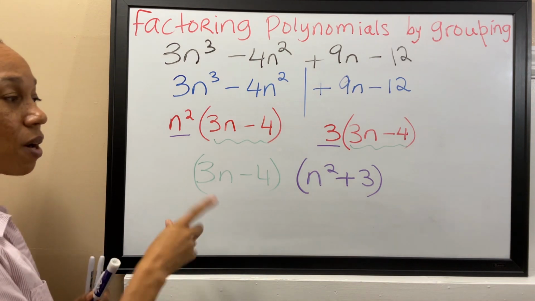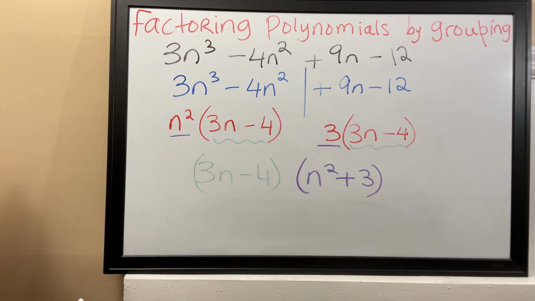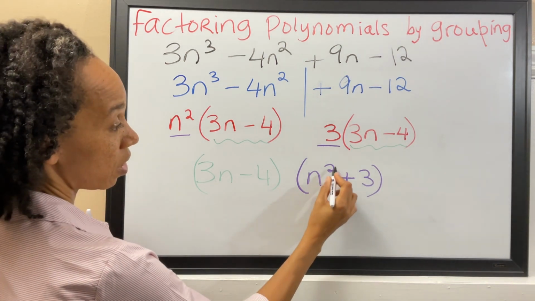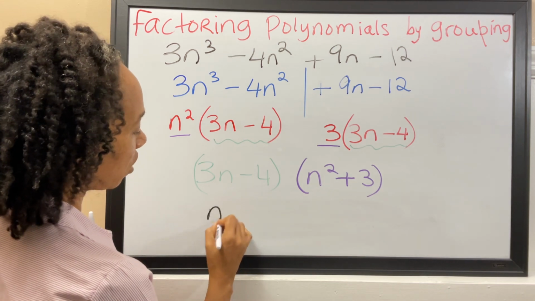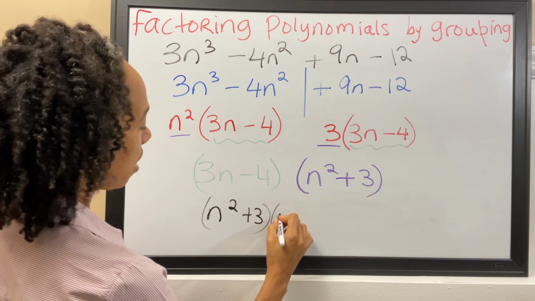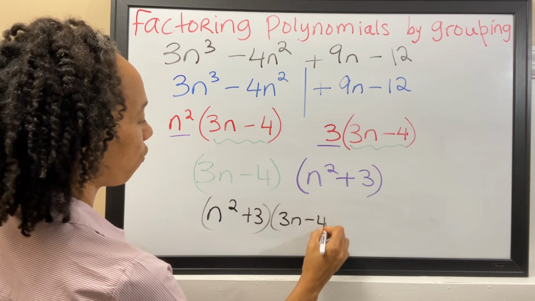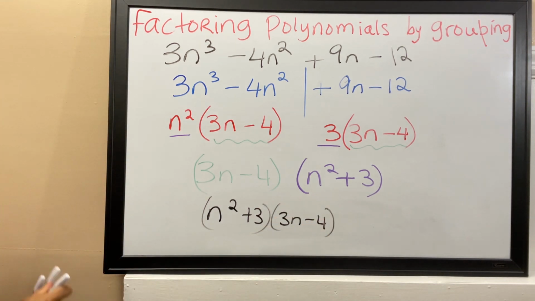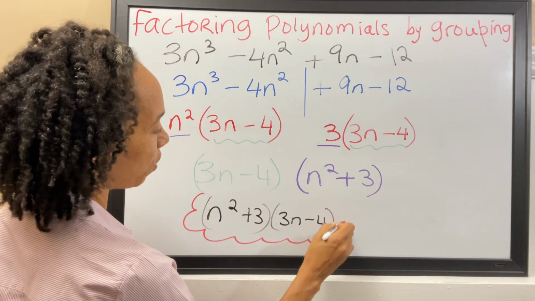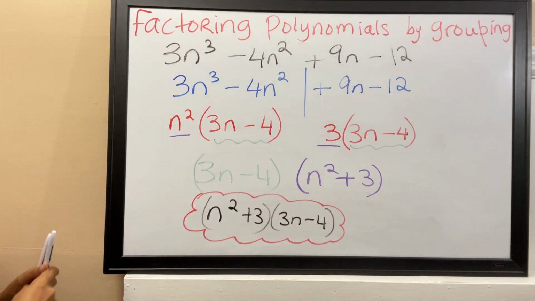Now, this is the answer, but I always tell my students, write your answers in standard form. So in order to write this in standard form, you are going to simply rewrite the problem where you have the highest exponent written first. So n to the second power plus 3, and then parentheses 3n minus 4. All right, and then I always tell my students, please box your answers, or I like to be fancy, so I put a cloud around my answers like that.